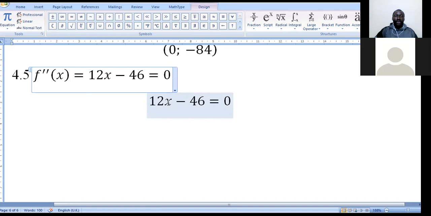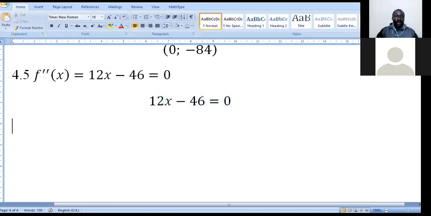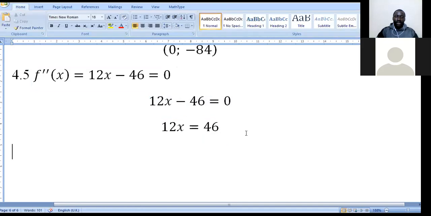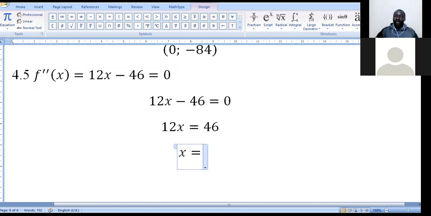So when we reach here, we now have to solve for x. So what's the value of x going to be? On the left hand side, we have 12x, and on the right hand side, we have 46. To find the value of x, we divide everything by 12. And so x is equal to 46 divided by 12. Do we get a very specific value for that? Let's see. 46 divided by 12.